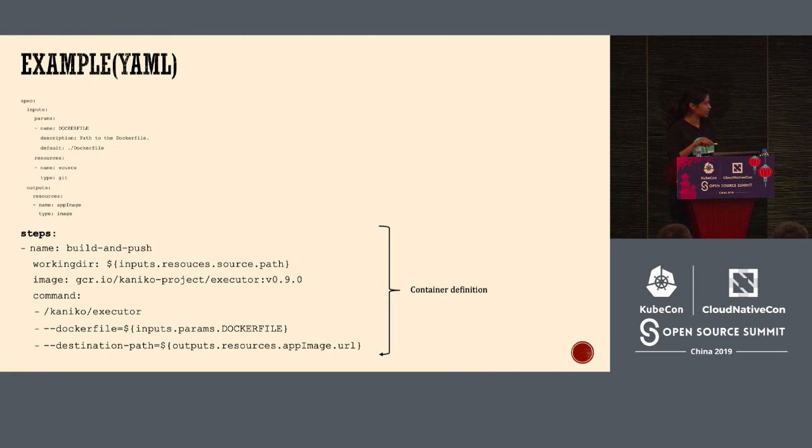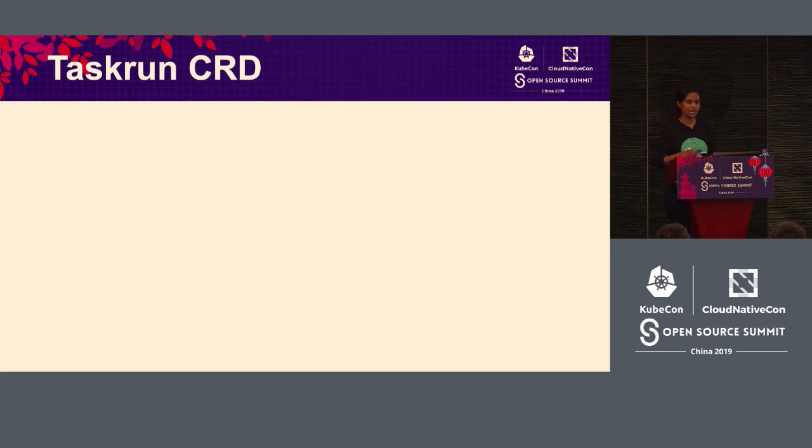And if you notice here, the Docker file actually reads the parameters using this templatized way. So if you actually override the value, you don't have to change the steps because it picks up the change using the value. All right, let's look at task run CRD.